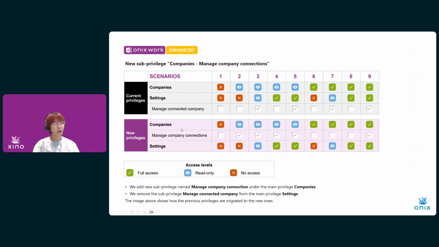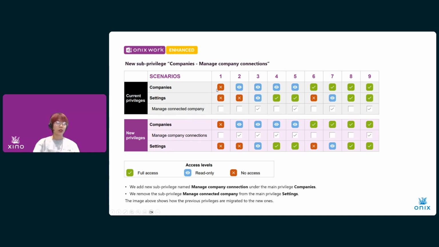So the companies will be the main privilege, and under it, there is a new managed company connection sub-privilege. And in the settings will also be the main one, but the sub-managed connected company is already removed. And we have also added this table in the release note, but adding it here so that we can explain. So here, this table shows how previous privileges are migrated to the new ones.